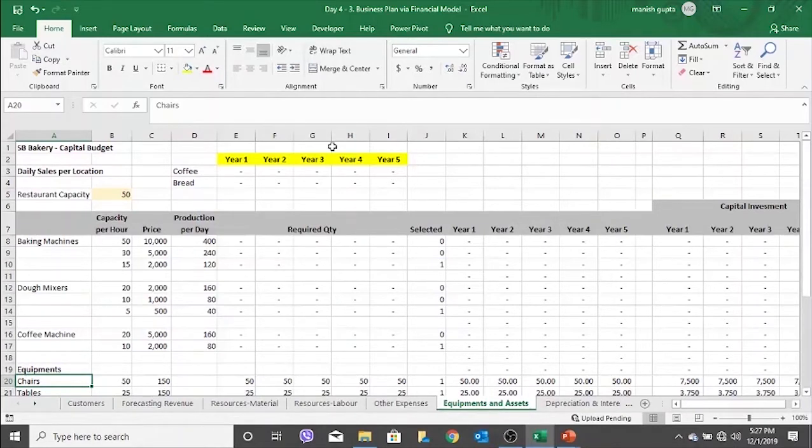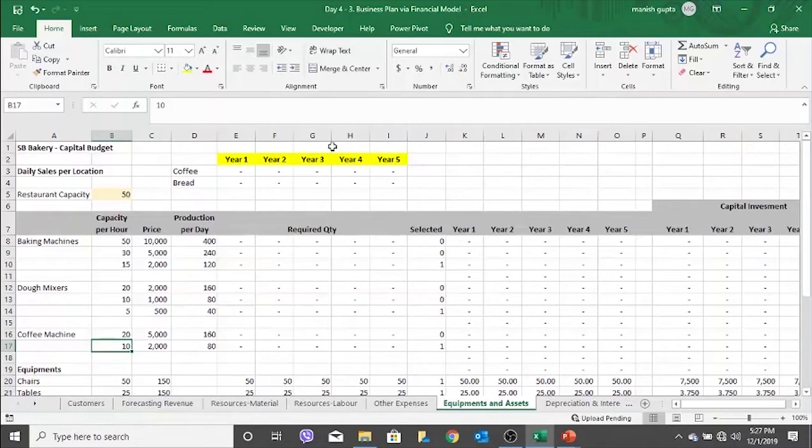Correct? So here, as an example, I show them making coffee, and we are making coffee and bread for each year. The number is growing, and the equipment has a capacity crunch. Some equipment has a different capacity, like baking ovens and the coffee machine. So if my capacity increases, I may need more machines in the future.